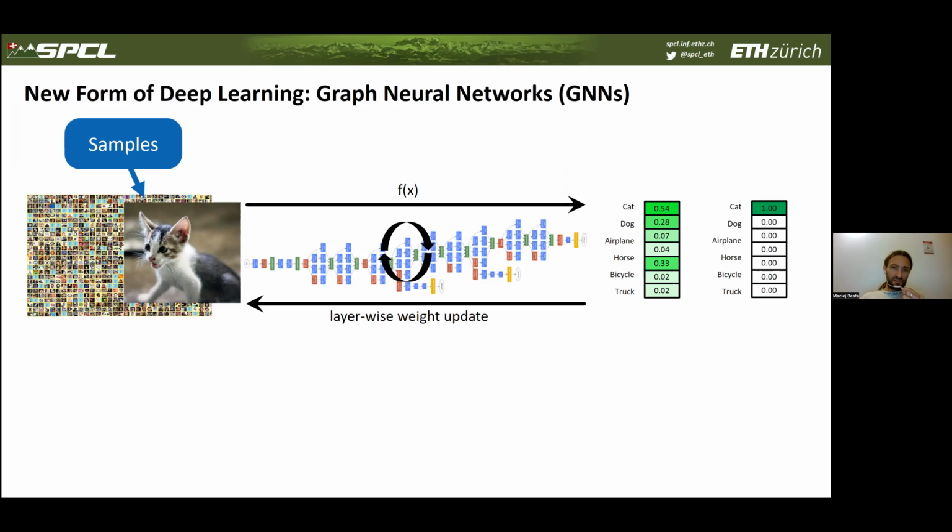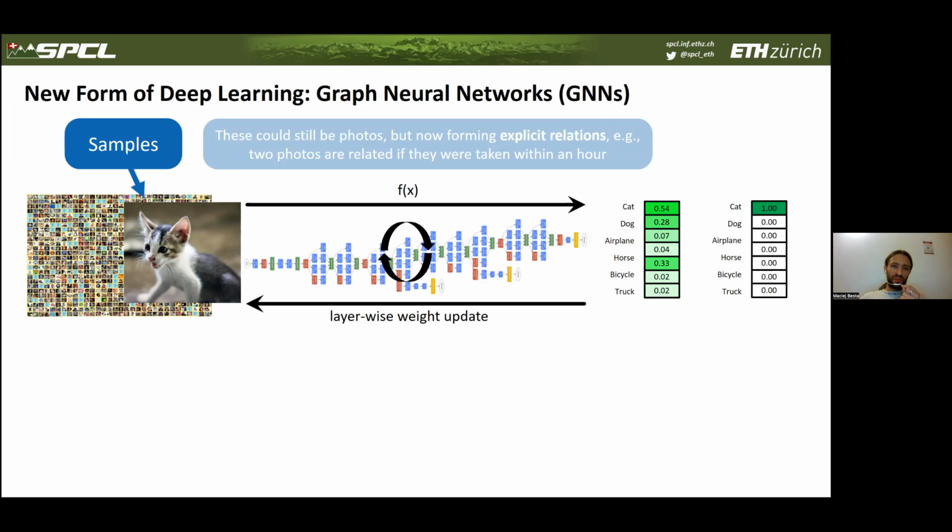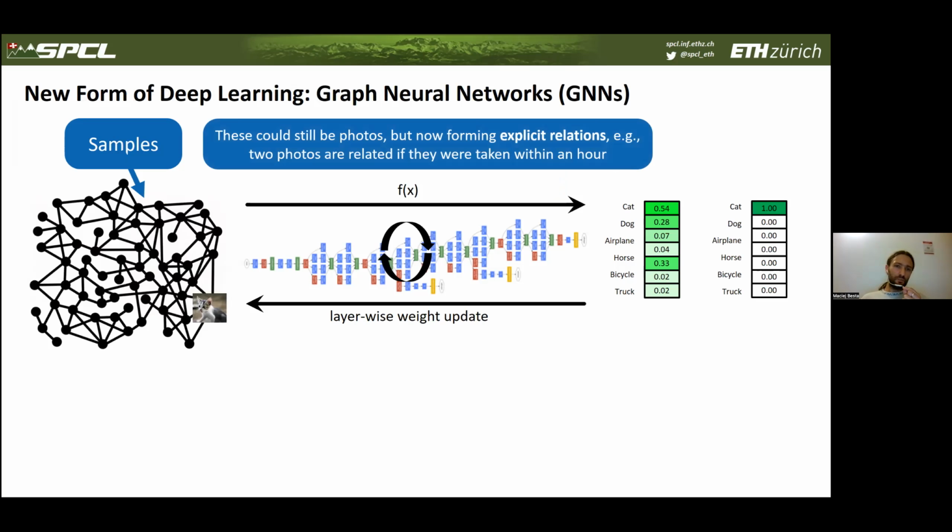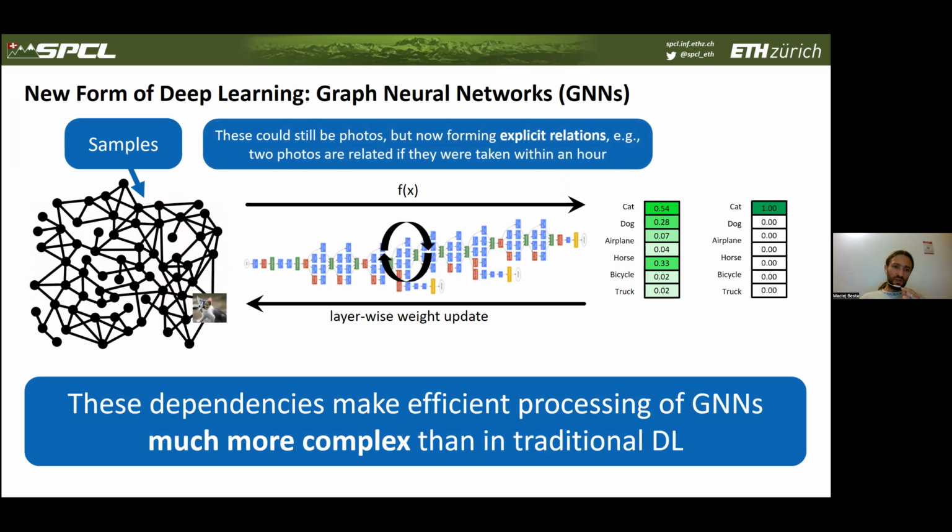Now in GNNs, the pipeline is very similar, with the main difference being that the input samples are now a graph, right? So this could still be some photos, but now we need to consider explicitly the fact that they have some relationships between them, right? And these relationships are something that makes efficient processing of GNNs much more complicated than what we have in traditional deep learning.